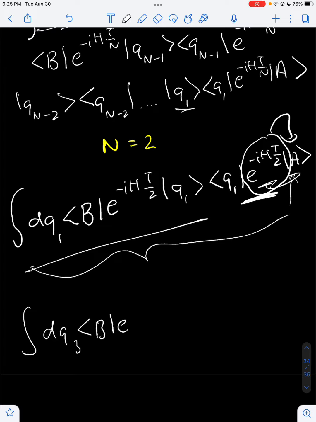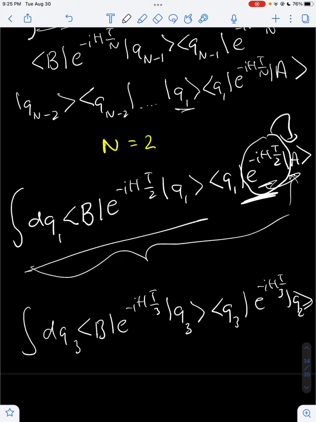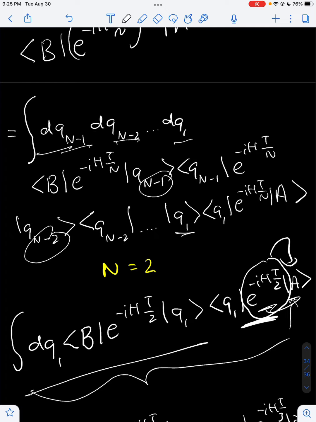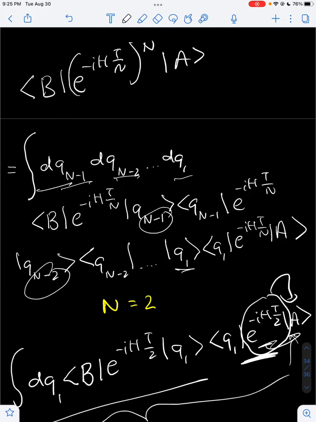b e to the minus iht over 3 times q3, q3, then times q3 again, but now we have e to the minus i h 2 over 3 times q2 times q2. So we went from 3 to 2, so that explains why we are descending n minus 1, n minus 2, n minus 3, all the way up to 1. So that's the explanation behind the general formula that we have constructed here.